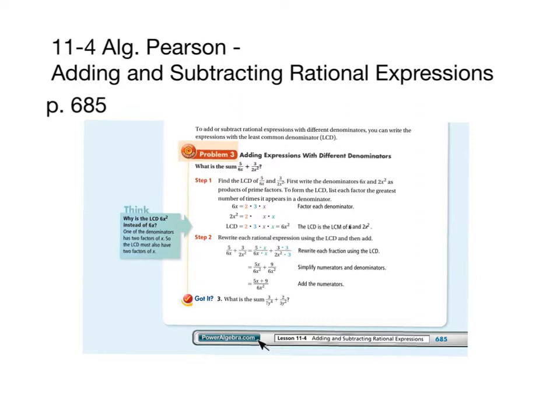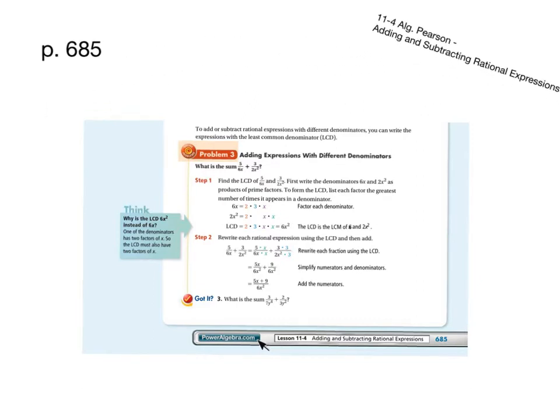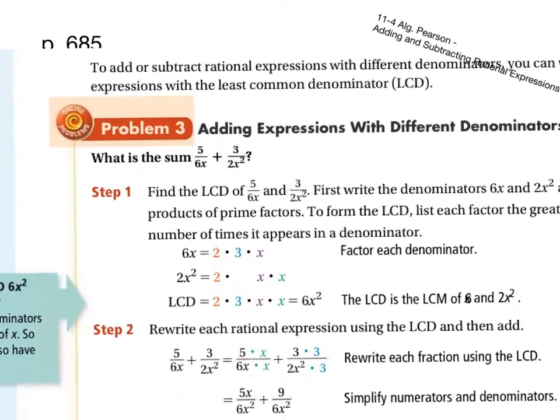Page 685, lesson 11.4. This is the second half of the lesson on adding and subtracting rational expressions. Previously we looked at what to do if the denominators are the same. Today we're going to be looking at what to do if the denominators are different. So just like when you added and subtracted fractions, you have to have a common denominator.